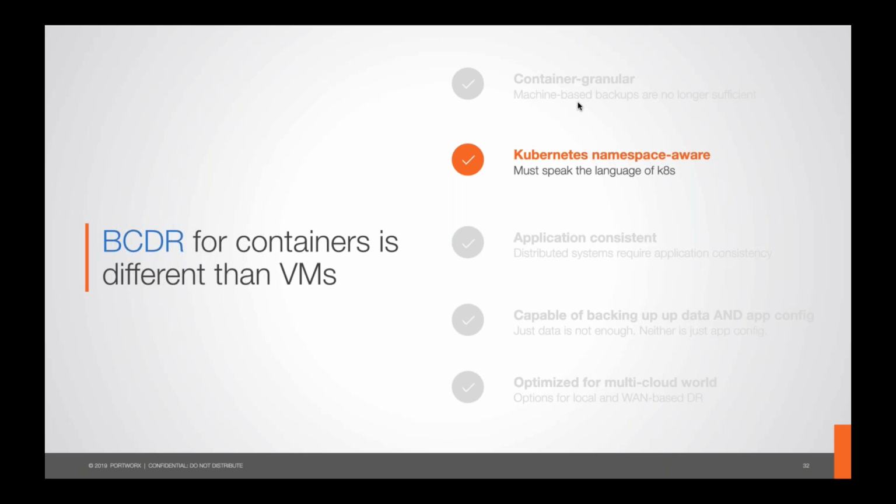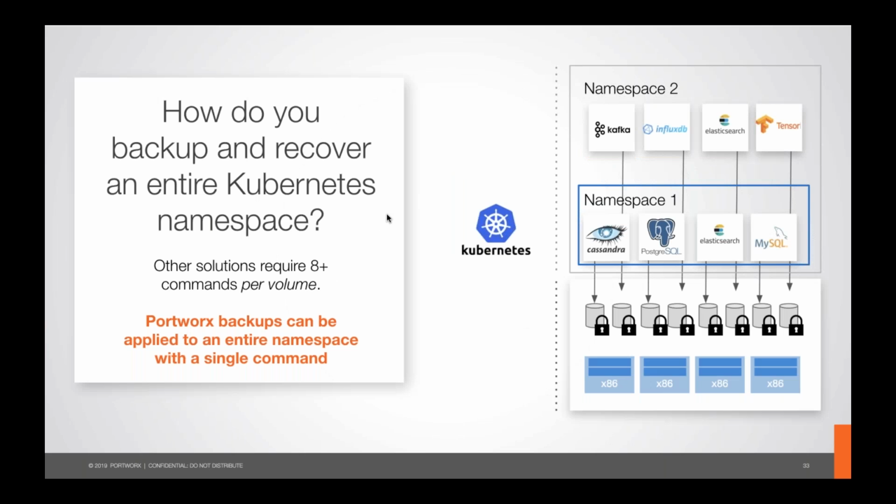The second point is that Kubernetes data protection solutions need to be Kubernetes namespace aware. That is, they must speak the language of Kubernetes. What do I mean by that? Well, a namespace within Kubernetes is really just an organizing principle where I can have many different applications that share a namespace, and that namespace could be by business unit. It could be by the part of the stack. Maybe front end apps run in a particular namespace and back end apps run in another namespace. It's just an arbitrary grouping of like applications, whatever like means in your particular context.